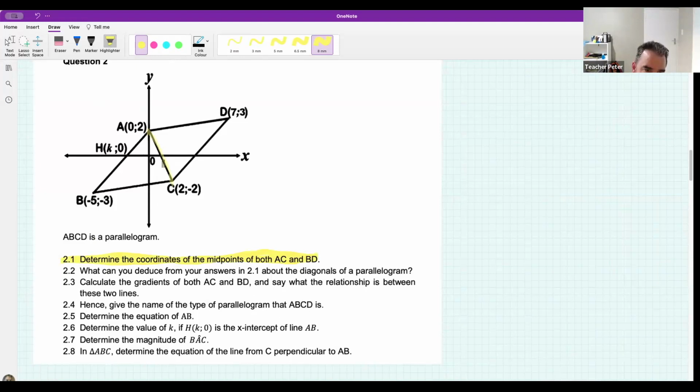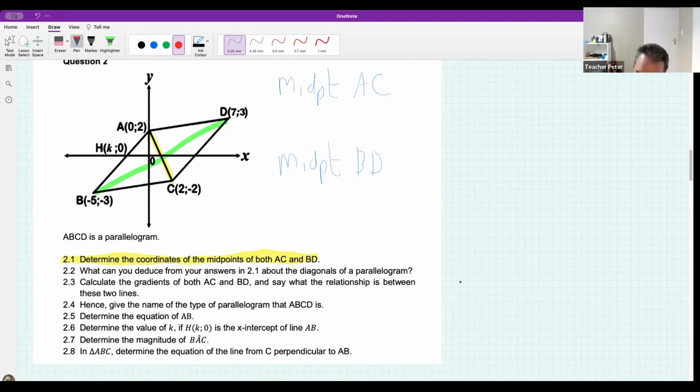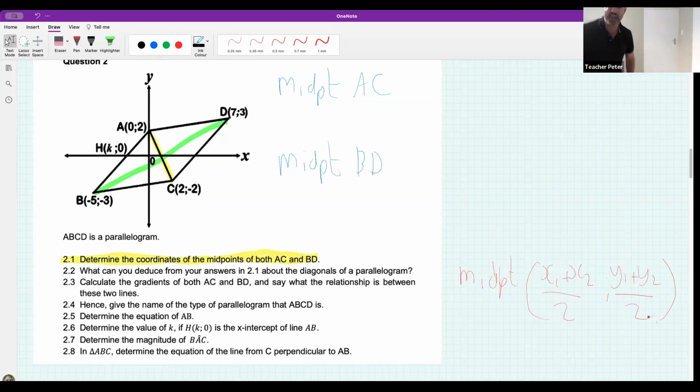So AC is that line there. BD is that line there. You need to find me, to start with, the midpoint of AC and the midpoint of BD. What I will do to help you is I will give you the midpoint formula down here that you can use. But over to you guys. I'm going to get some water, and then I'm going to come back. I'm going to explain what this means.